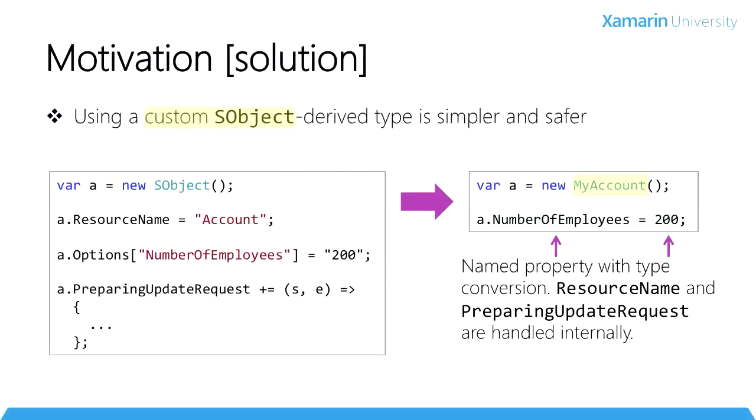To implement a custom SObject derived type will make the client code much less error-prone. The aim here is to encapsulate SObjects in such a way that you don't have to specify field names as strings, or set the resource name, or subscribe to preparing update request. Also, we would like to limit the JSON value that is set for options, so provide type conversions. So have a numeric value not as a string value, but as an actual numeric type.